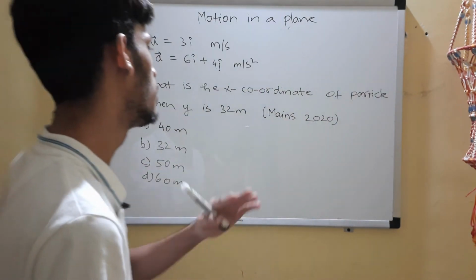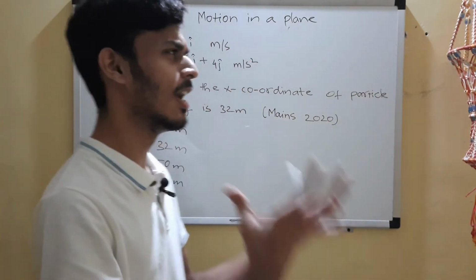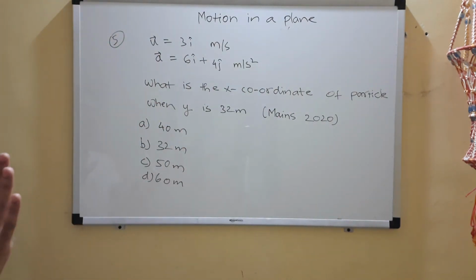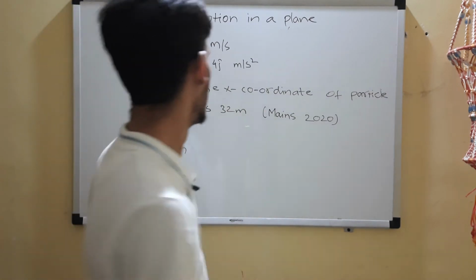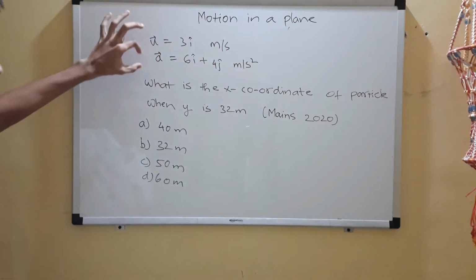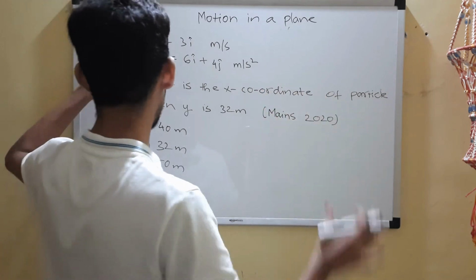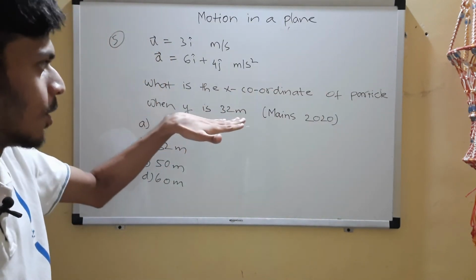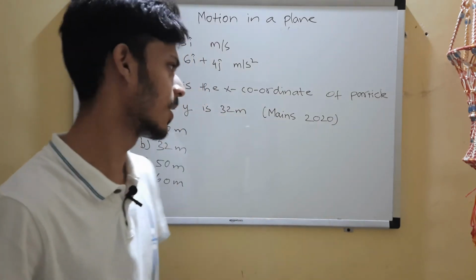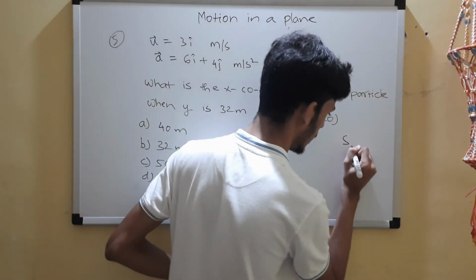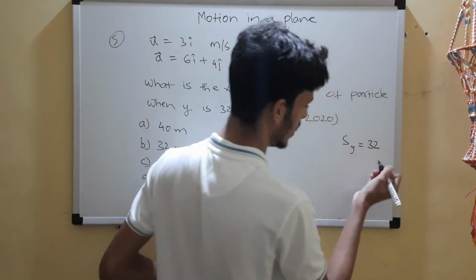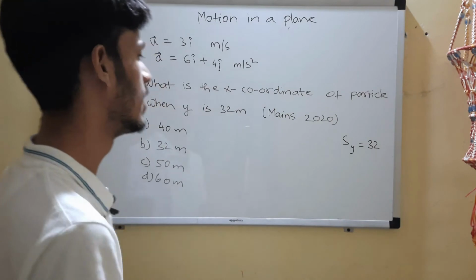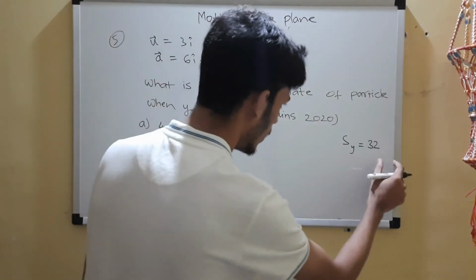Here is question 5 on the board. It's from JEE Main 2020. It is also a very very good question. You can try it for yourself. Okay, so the initial velocity of the particle is given, acceleration is given, both as vectors. And you are told about the y coordinate of the particle, so and so. Basically the displacement, right? Displacement in y, or the position from the origin. So basically the distance in y, right? So displacement in y is given to be 32.